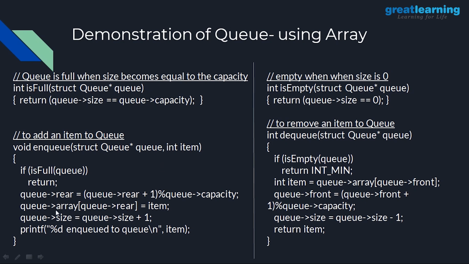So let's check the other statements present in this function. First we insert the element in the array, then we increment the size, right? And then we print that we have inserted this element in the queue, enqueue to queue item. Then we are printing this item. So what have I done here by using a modulus operator?